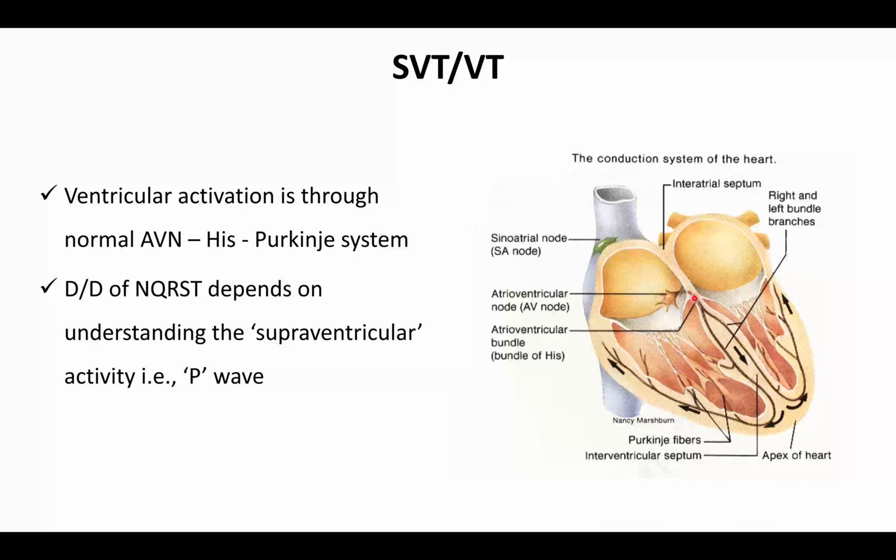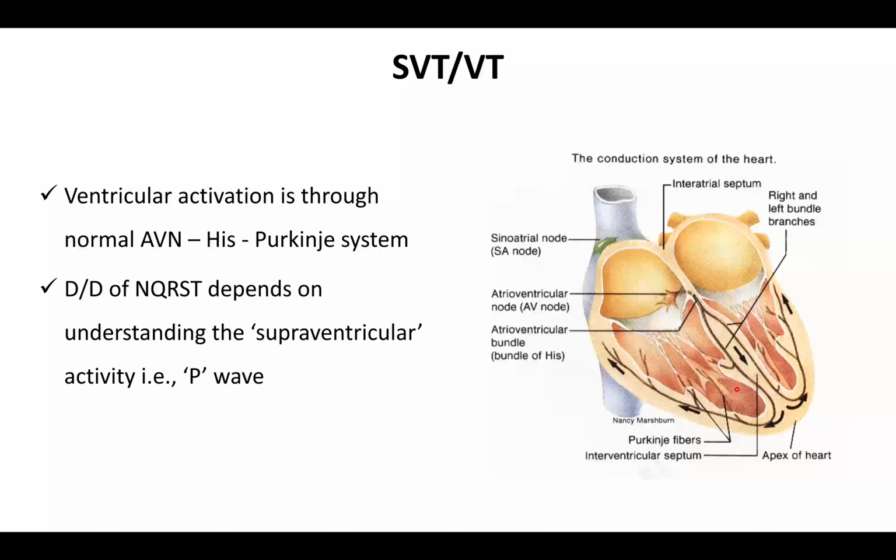Any arrhythmia which arises below the level of the His, say from the muscle, that is ventricular tachycardia, or from the Purkinje fibers, that is fascicular VT. They are all ventricular tachycardia, whether they are narrow or wide. So anything below the level of the His, whatever the structure, is ventricular tachycardia.